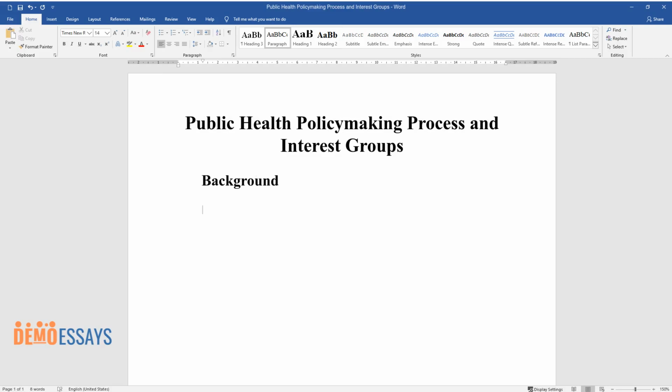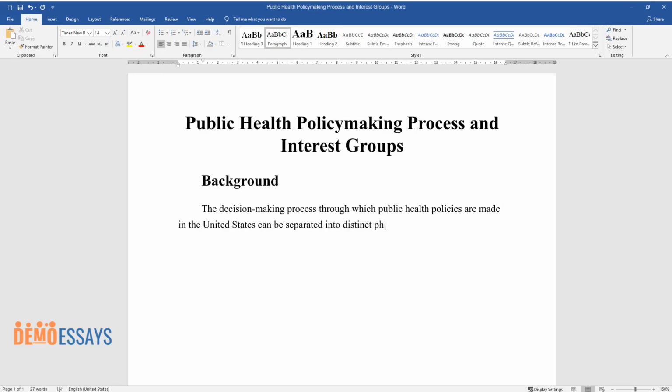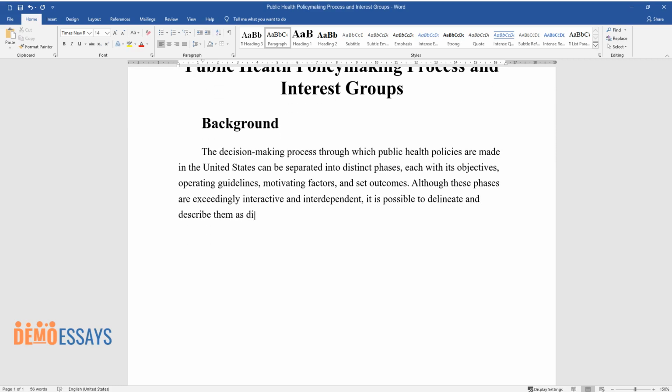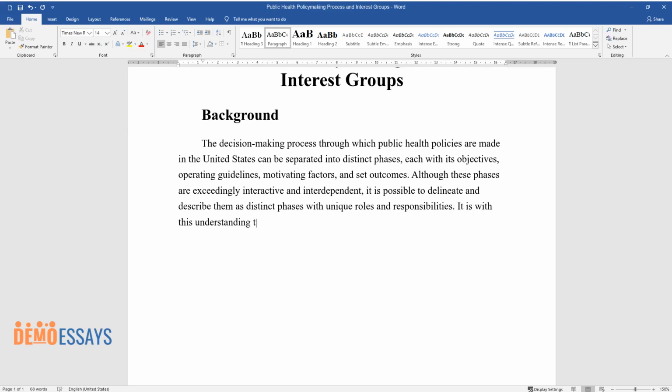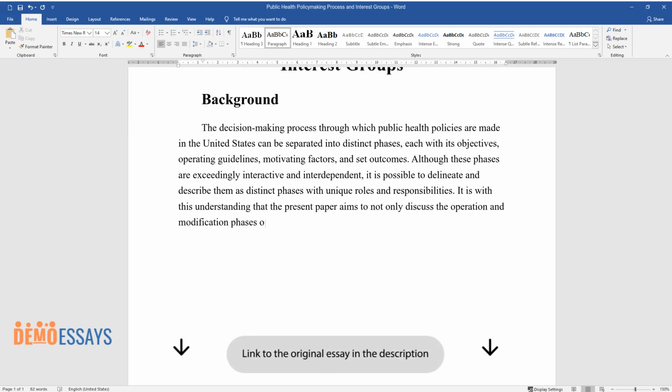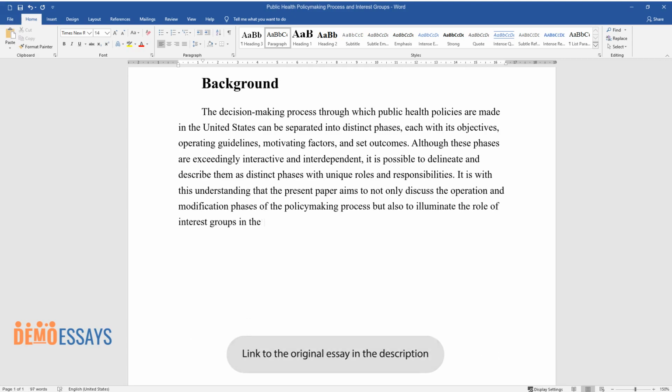Background. The decision-making process through which public health policies are made in the United States can be separated into distinct phases, each with its objectives, operating guidelines, motivating factors, and set outcomes. Although these phases are exceedingly interactive and interdependent, it is possible to delineate and describe them as distinct phases with unique roles and responsibilities. It is with this understanding that the present paper aims to not only discuss the operation and modification phases of the policymaking process but also to illuminate the role of interest groups in the policymaking process.